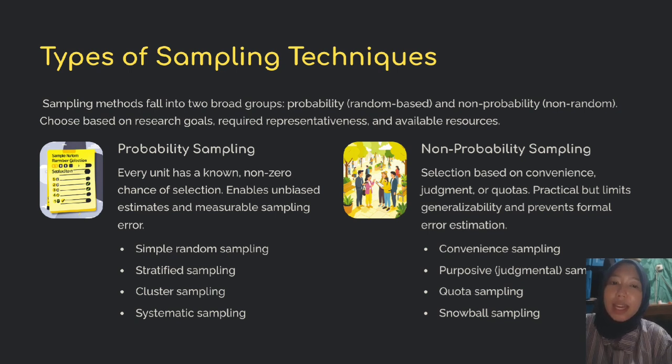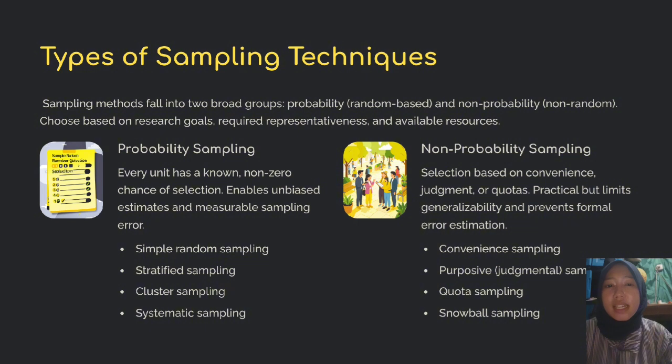Now, let's look at the types of sampling techniques. There are two main types. The first is probability sampling, where every member of the population has an equal chance to be selected. This method is more accurate and suitable for generalizing results. Examples include simple random sampling and stratified sampling.